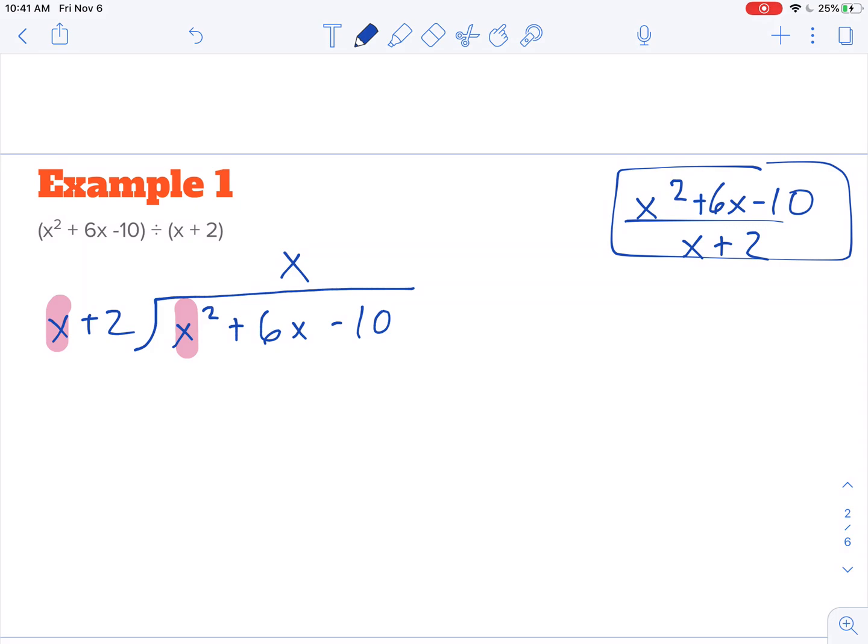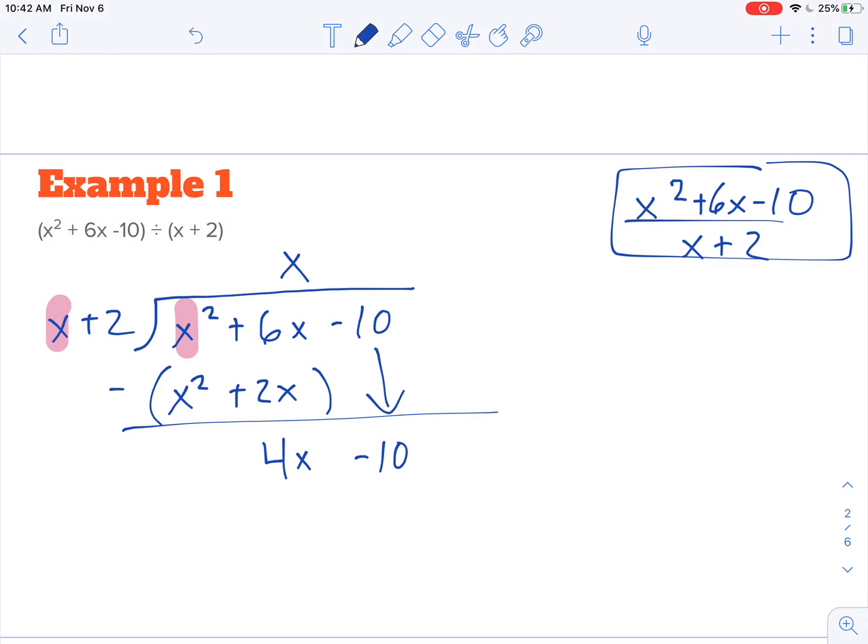And what that means is I want to multiply my divisor by this x, but I'm going to multiply it by both terms. So I need to multiply that x times that x to get x squared, and I need to multiply that x times that 2 and make that 2x. I'm going to distribute that x to both terms of my divisor. Now I'm going to go through and I'm going to subtract. And you always subtract here. When I do this, I've got x squared minus x squared. I've got 6x minus 2x. I distribute this to both terms. I am left with 4x. I did nothing with this minus 10. That will come down.